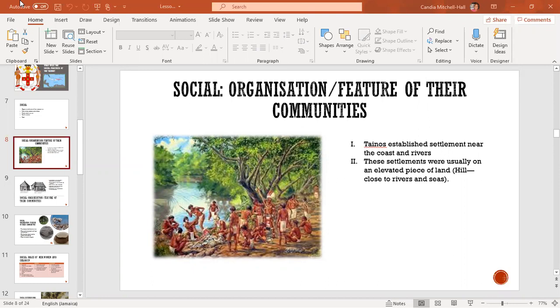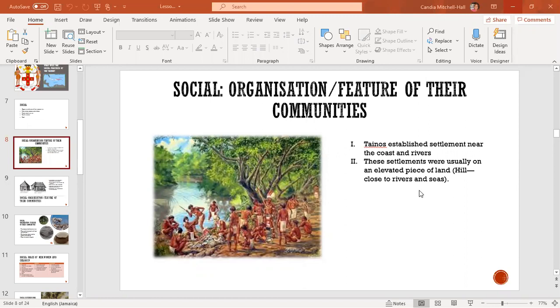Who is that? Marcy, you're asking a question? No, sir, I'm making a point. I'm making a point that they used transportation when they had their canoes. Yes, that is correct, for transportation. So that's one of the reasons why they would have settled close to the rivers and the coastal areas.